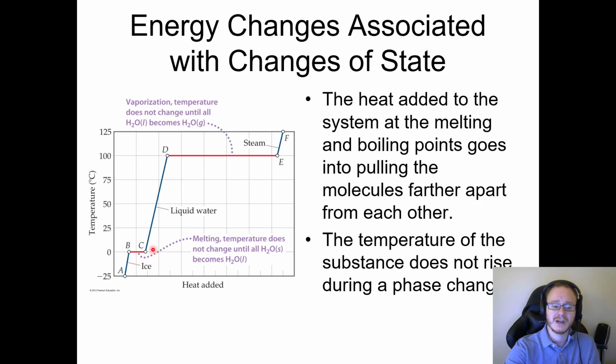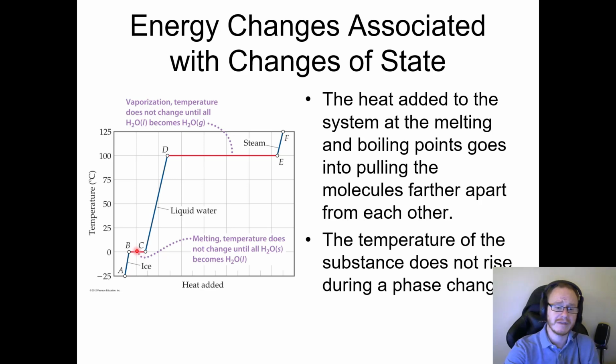This is represented right here, points B and C, this plateau, of the necessary changes that must occur among the intermolecular forces to make the substance transition from a solid to a liquid, in this case, from ice to liquid water. The temperature does not change whenever it's transitioning.